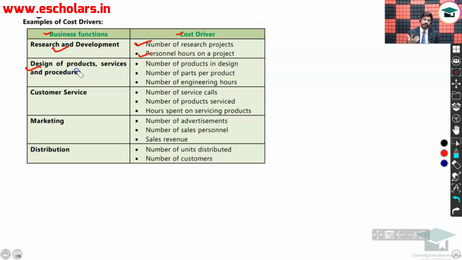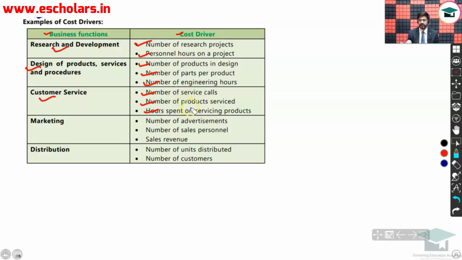Now, design of products, services and procedures. Basically they are talking about the designing cost here. That can be absorbed using a cost driver: number of products in design, number of parts per product, and number of engineering hours. Now if you have any cost related to customer service, the drivers are the number of service calls made, number of products serviced, and hours spent on servicing the product. Very good cost drivers, these three.